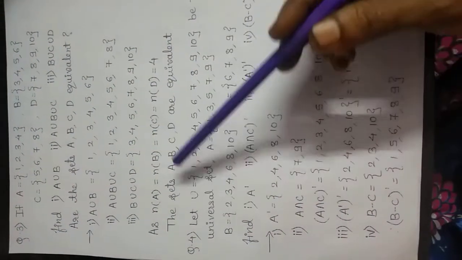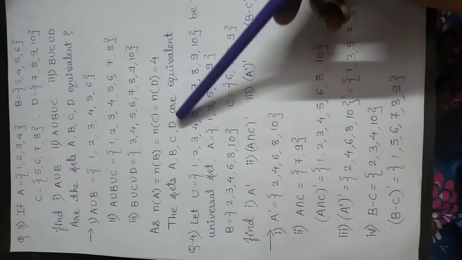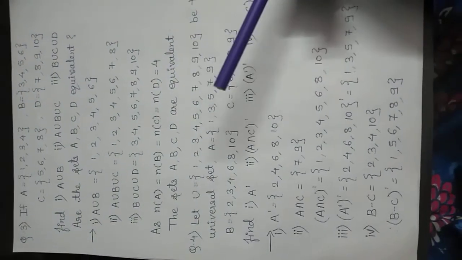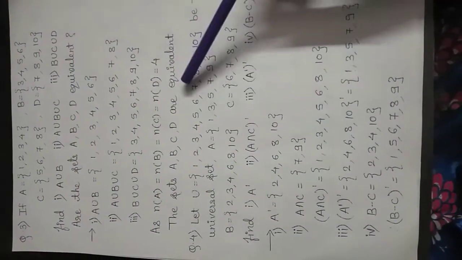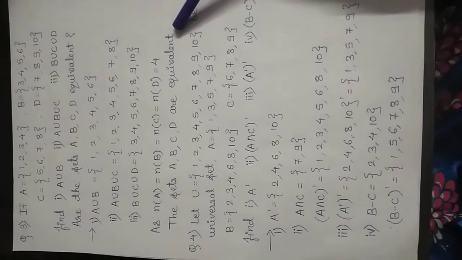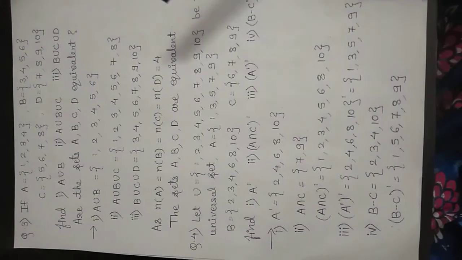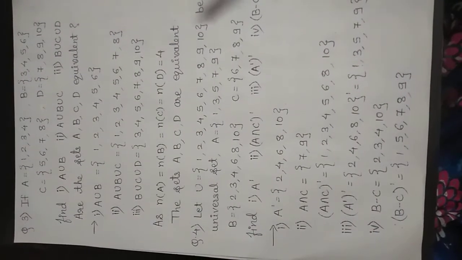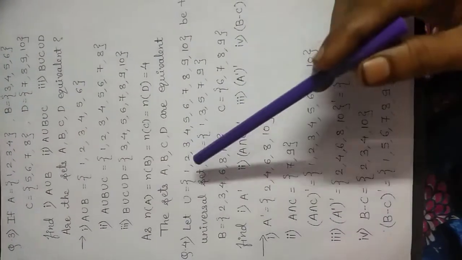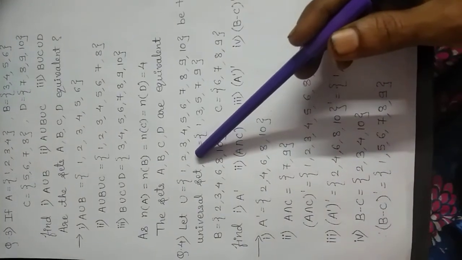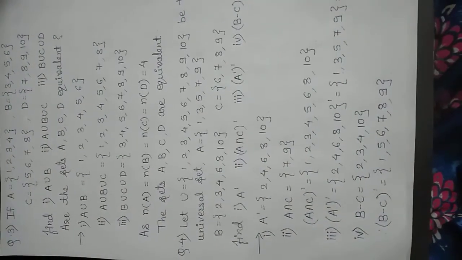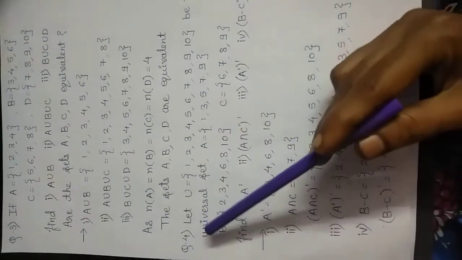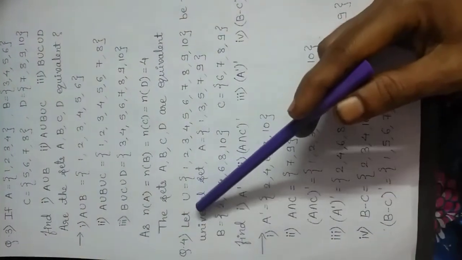So we can say that the sets A, B, C, D are equivalent, because if you remember the definition of equivalent sets, if the number of elements present in both the sets is the same, then we can say that the two sets are equivalent. No matter which numbers are present, but the number of elements we require to be the same. Now question number 4.